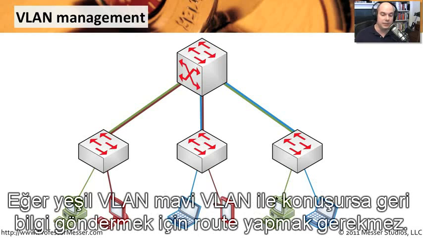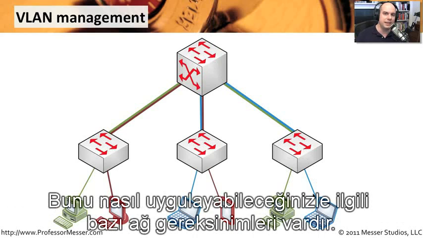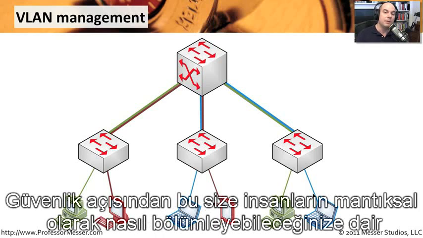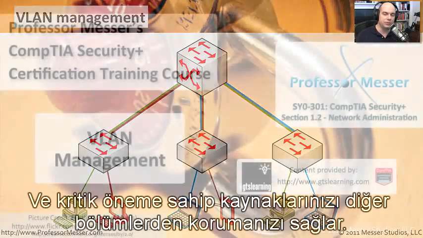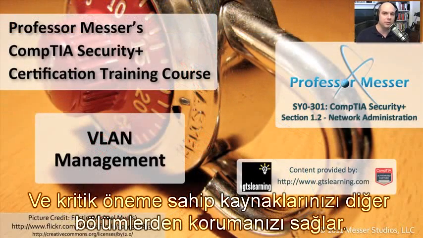If the green VLAN did want to talk to the blue, they would need to route between those to get back. So there are some network requirements to think about how you would deploy this, but from a security perspective, it gives you a lot of flexibility on where you put people logically in the environment and still protect those very critical resources from other departments.